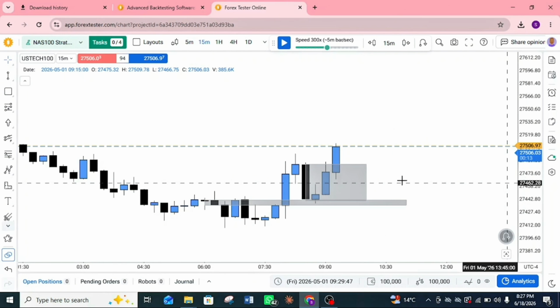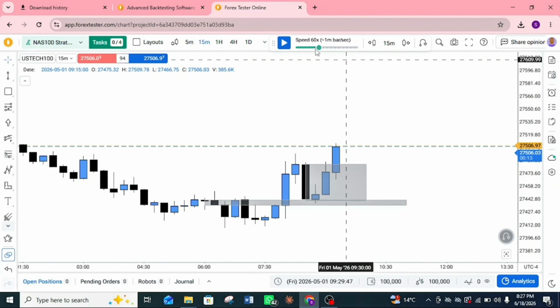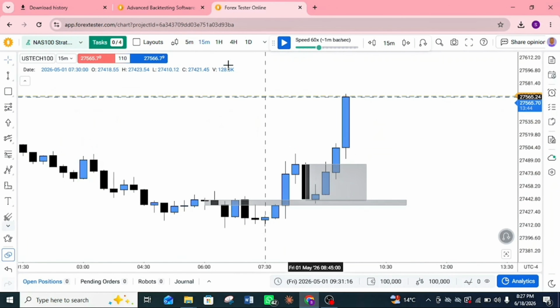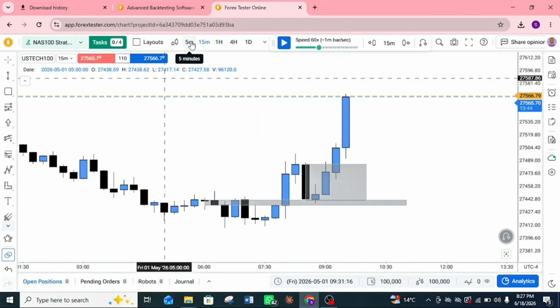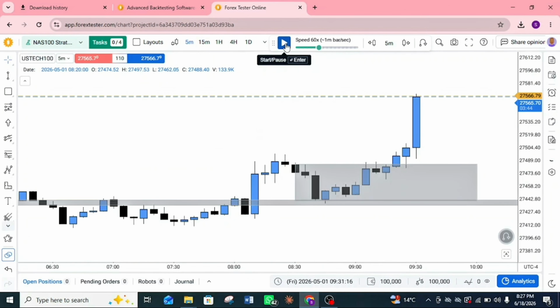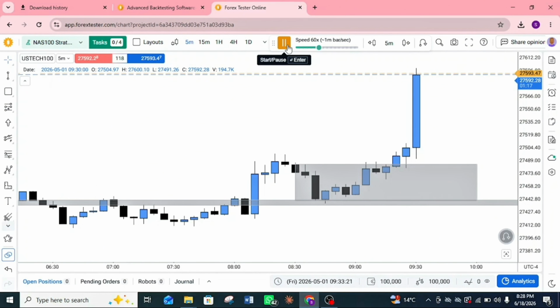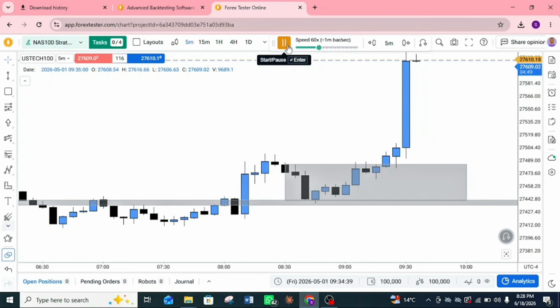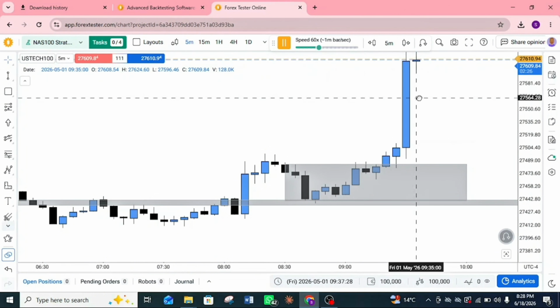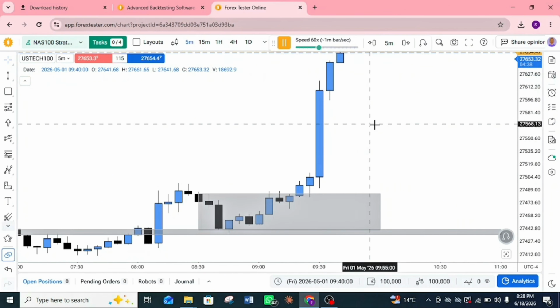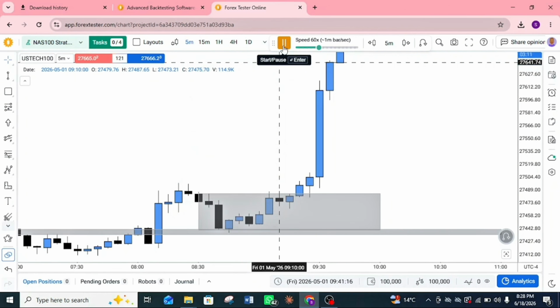Okay, so now I will reduce the speed and we have to watch to see what happens. So we didn't pull back into this order block. So I'll go in the 5 minutes, which is the execution time frame, to see how price moves. So if at 9:45 this candle, if there's a fair value gap, we have to use the new fair value gap, which will come at 9:45.